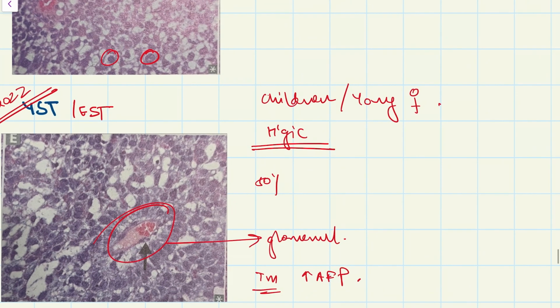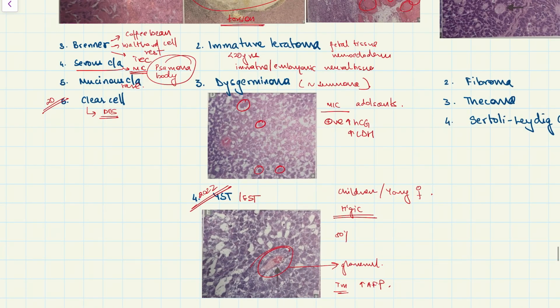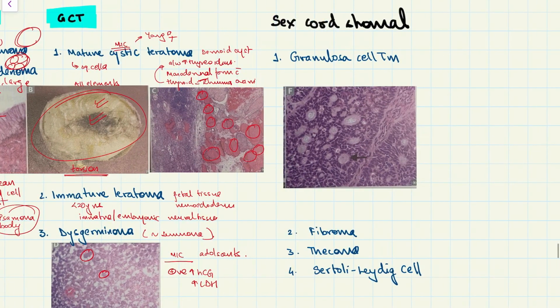So this completes the germ cell tumor. Next category is the sex cord stromal tumor. So the first type is a granulosa cell tumor. This is the most common malignant sex cord stromal tumor, right? It is found in females in their 50s.